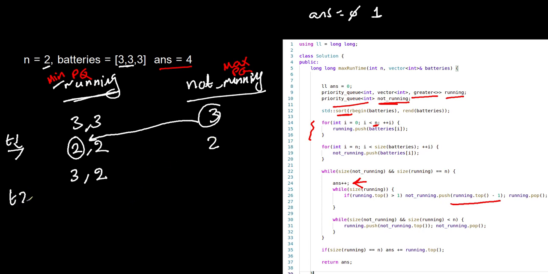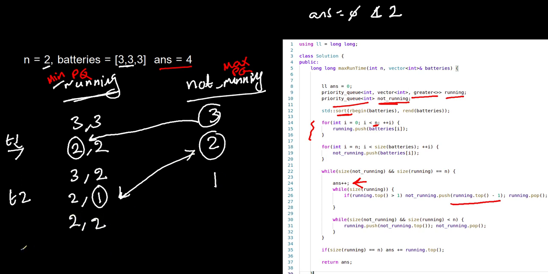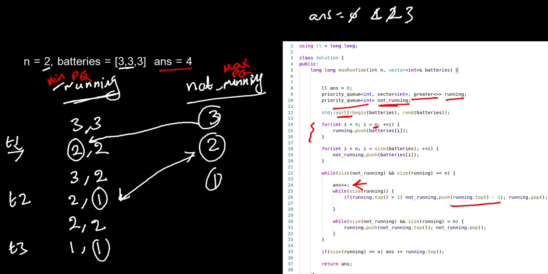Now at time 2 we subtract 1, so 3 minus 1 is 2, 2 minus 1 is 1, and we add 1 to the answer. Now this is 2, the maximum, and this is 1, the minimum, so we swap. This becomes 2, 2, and this is 1. At time 3 we subtract 1, so 1, 1. We add 1 to the answer. Now this is 1, this is 1. We don't need to do anything.